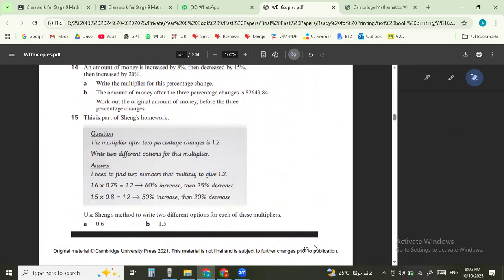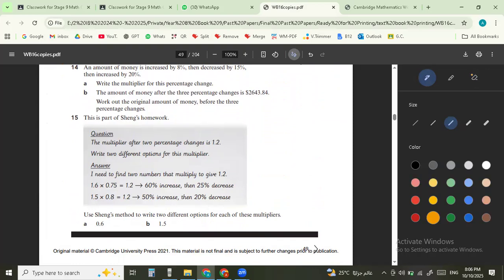An amount of money is increased by 8%, then decreased by 15%, then increased by 20%. Write the multiplier for this percentage change. So increased 8% is 1.08 times, decreased 15% is 0.85 times, increased by 20% is 1.2. This will give you the multiplier for this compound percentage.